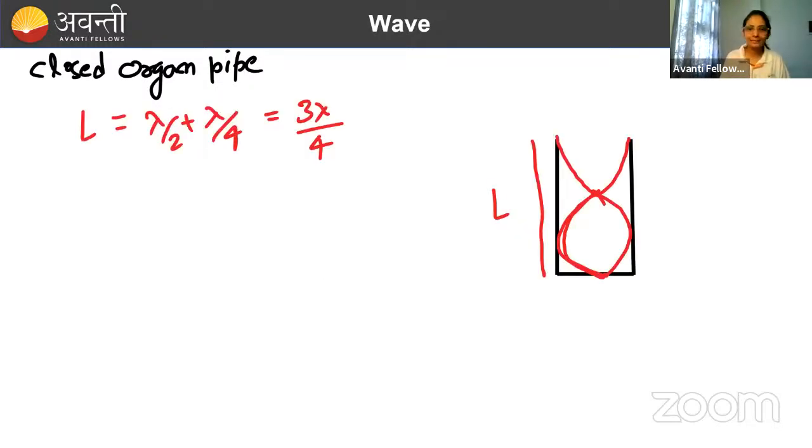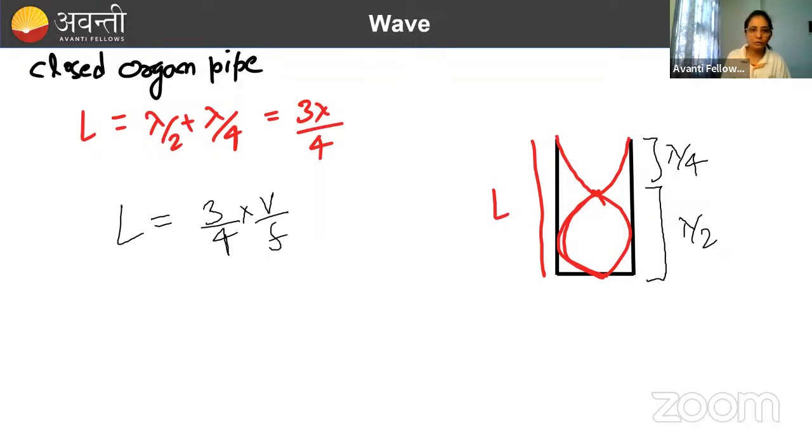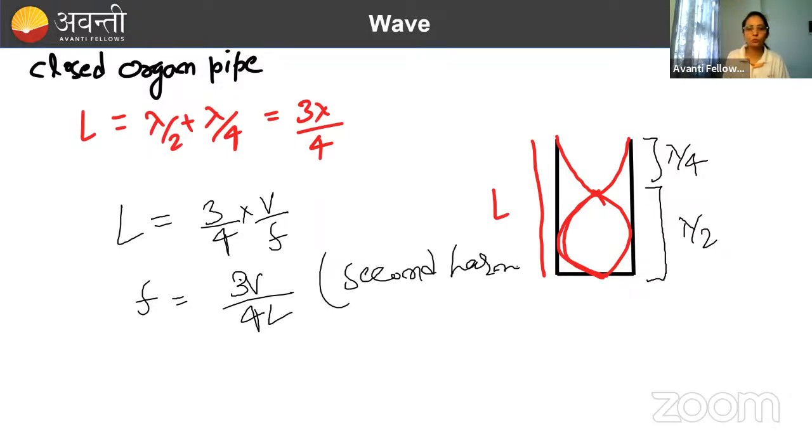Now, second case kya ho sakta hai? The second kind of wave that can be generated will look something like this. So now L will be equal to, this is again lambda by 2 and this is lambda by 4. So total length will be equal to 3 lambda by 4. Again lambda can be written as v by f. So f will look like 3v by 4L, and that is my second harmonic, or you can say first overtone.